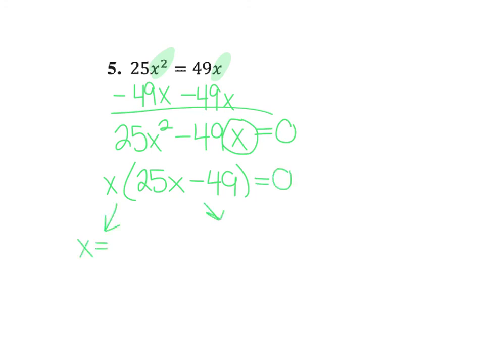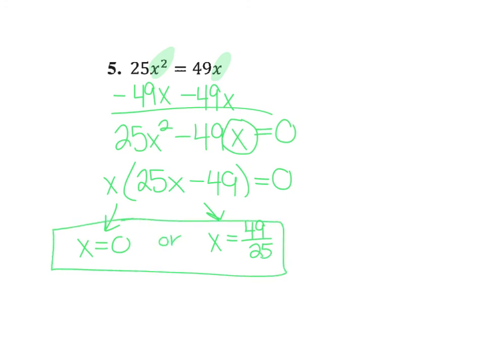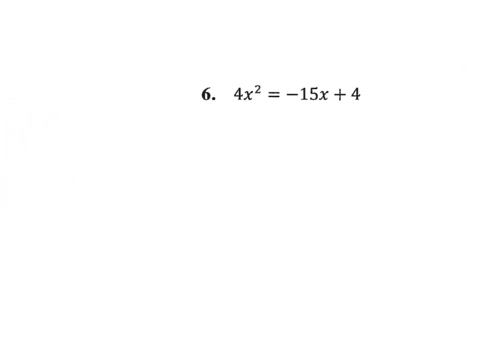X is going to equal 0 from the first factor. X is going to equal positive 49 over 25 from the second factor. Okay, so those are my two answers. All right, last one here.